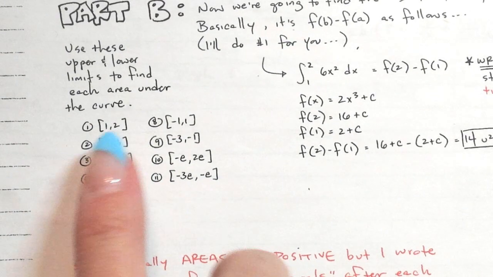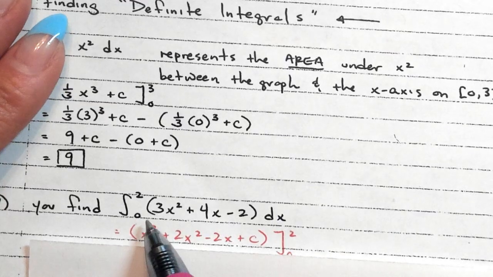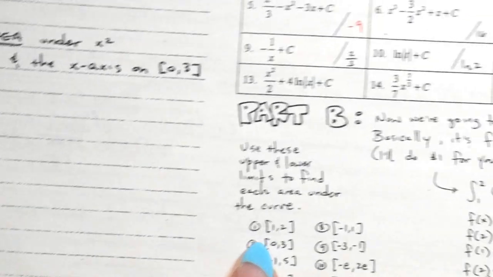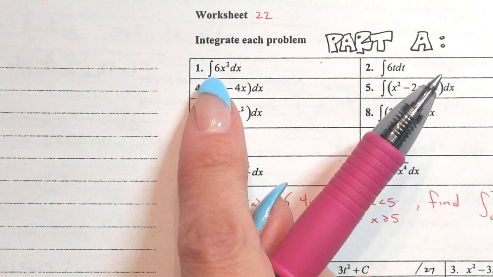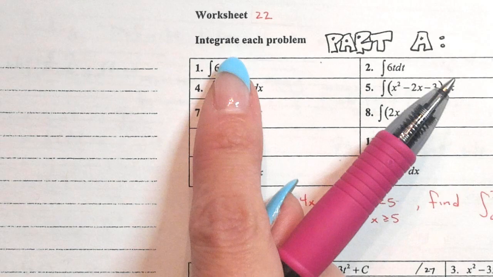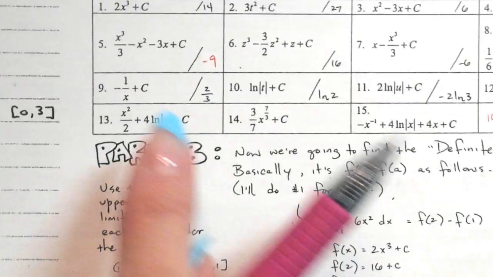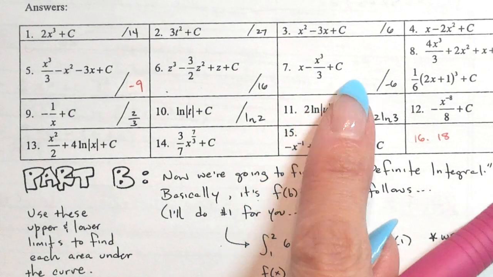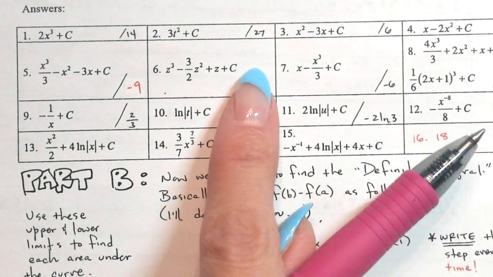So for 1 through 11, I'm adding on to the problem. You're going to go from 1 to 2, from 0 to 3. So kind of like right here, how it goes from 0 to 2. So for number 1, you're going to go from 1 to 2. Like you're going to pretend there's a little 1 there and a little 2 there. So you're going to find a definite integral for 1 through 11. The answers for 1 through 11 are these integrals, but when you plug in, you should get those at the end.